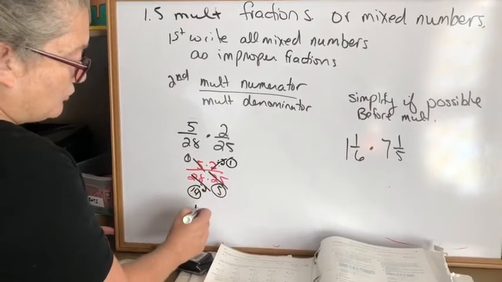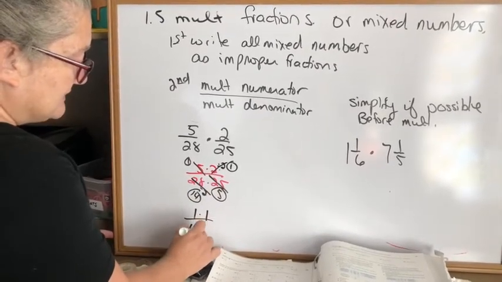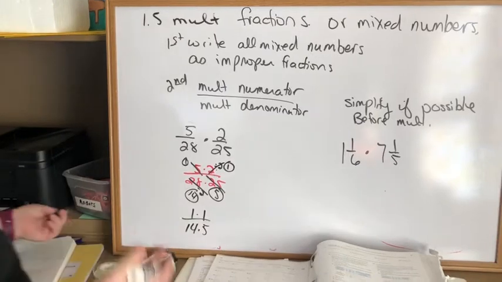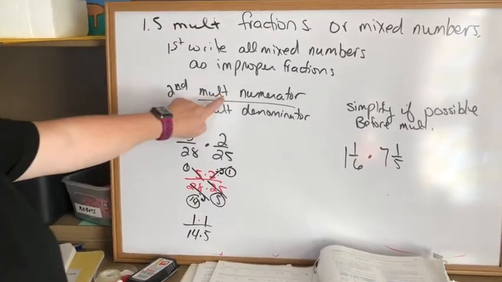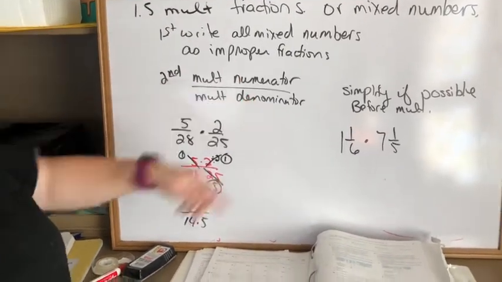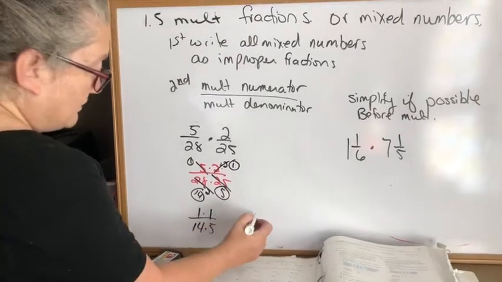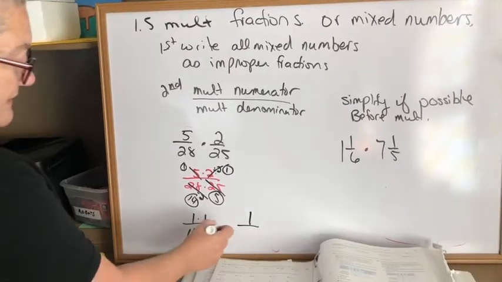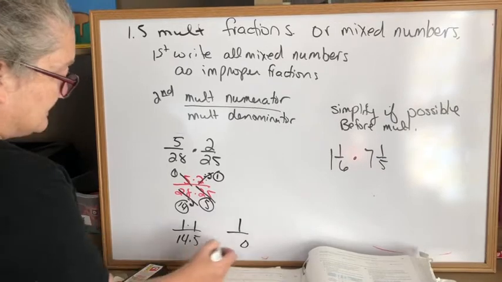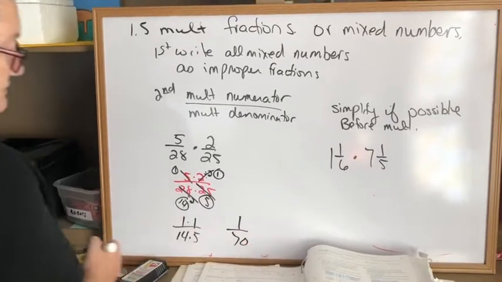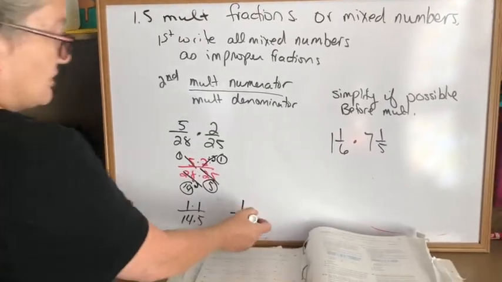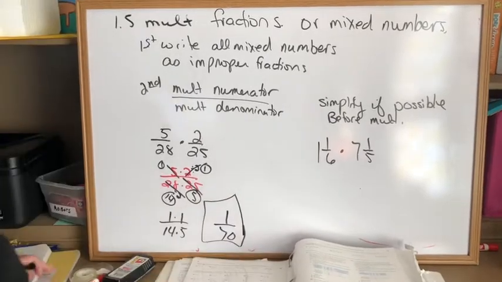So now I'm left with 1 times 1 over 14 times 5. And I just multiply what's left. That's where we're saying multiply the numerator, multiply the denominator. So 1 times 1 would be 1. And 14 times 5: 5 times 4 is 20, 5 times 1 is 5, plus the 2 would be 70. So this would just simplify down to 1/70.